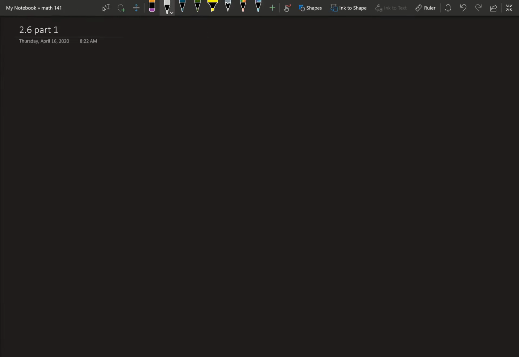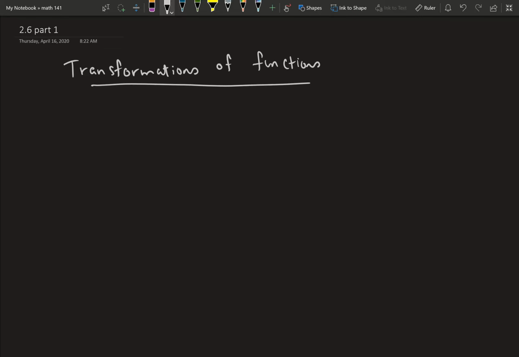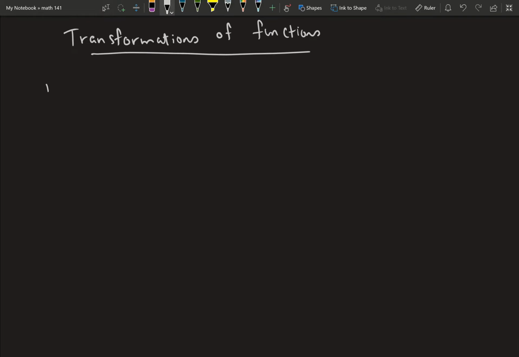Okay, we're gonna start on 2.6, and this is all about transformations of functions. So we're going to take a given function, and the first type of transformation we're going to do is called the vertical shift, and the second one we're going to do is called a horizontal shift.